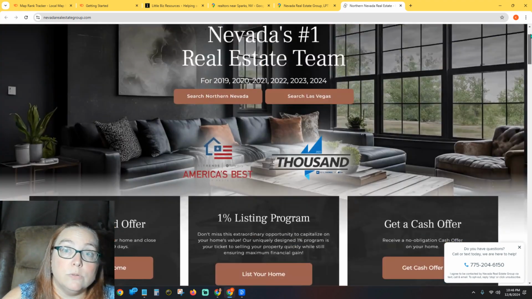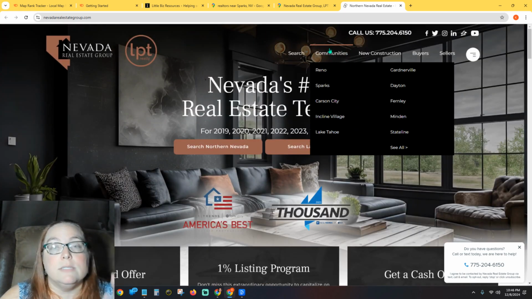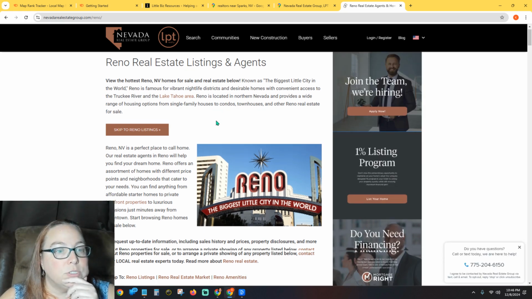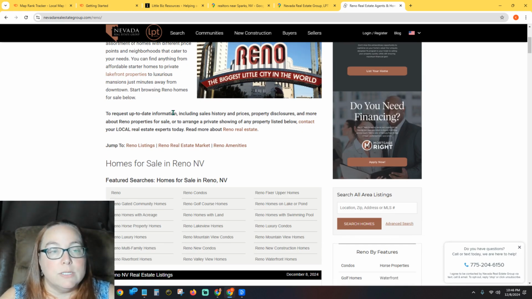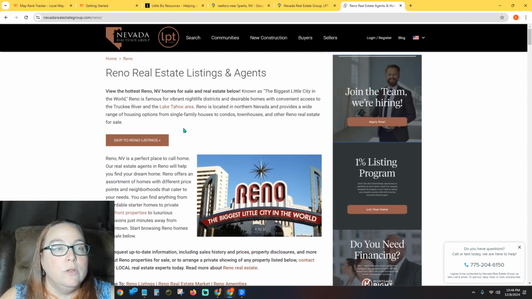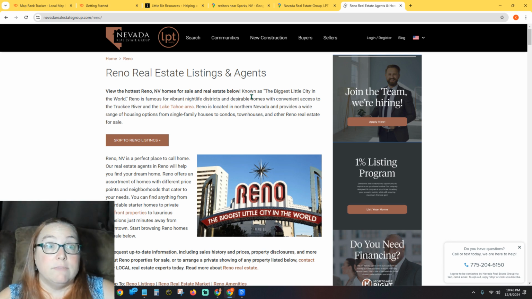So Google properties. They've got communities, listed with different pages. See, that's what I always tell people to do, especially in real estate. Whether it's real estate or you're doing some sort of service, you're in roofing, you're in plumbing, have a different page for each local community. Like this one's Reno, so it's a keyword they want to search for. They have Sparks listed on here.